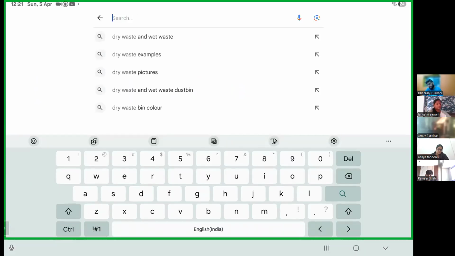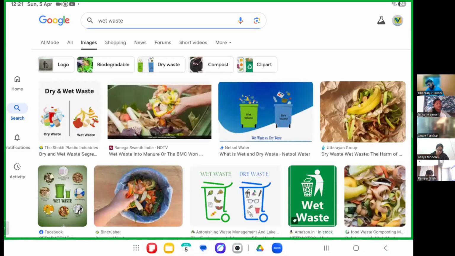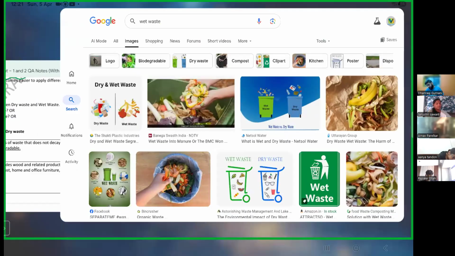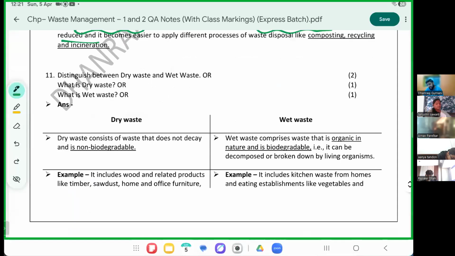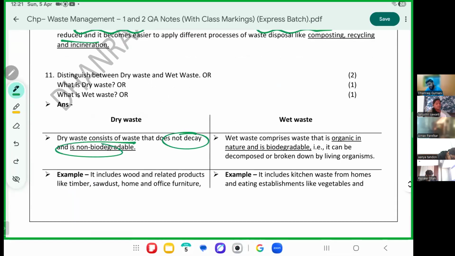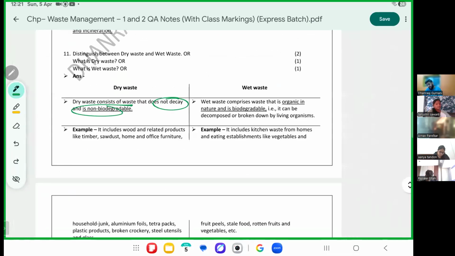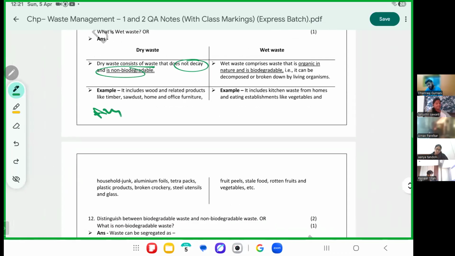Wet waste is the opposite of dry waste. Obviously, these are examples of wet waste: your peels, food, and so on. Dry waste does not decay, does not degrade. Examples are all these. Any 4 to 5 you should learn: timber, sawdust, home office furniture, aluminium foils, glass.